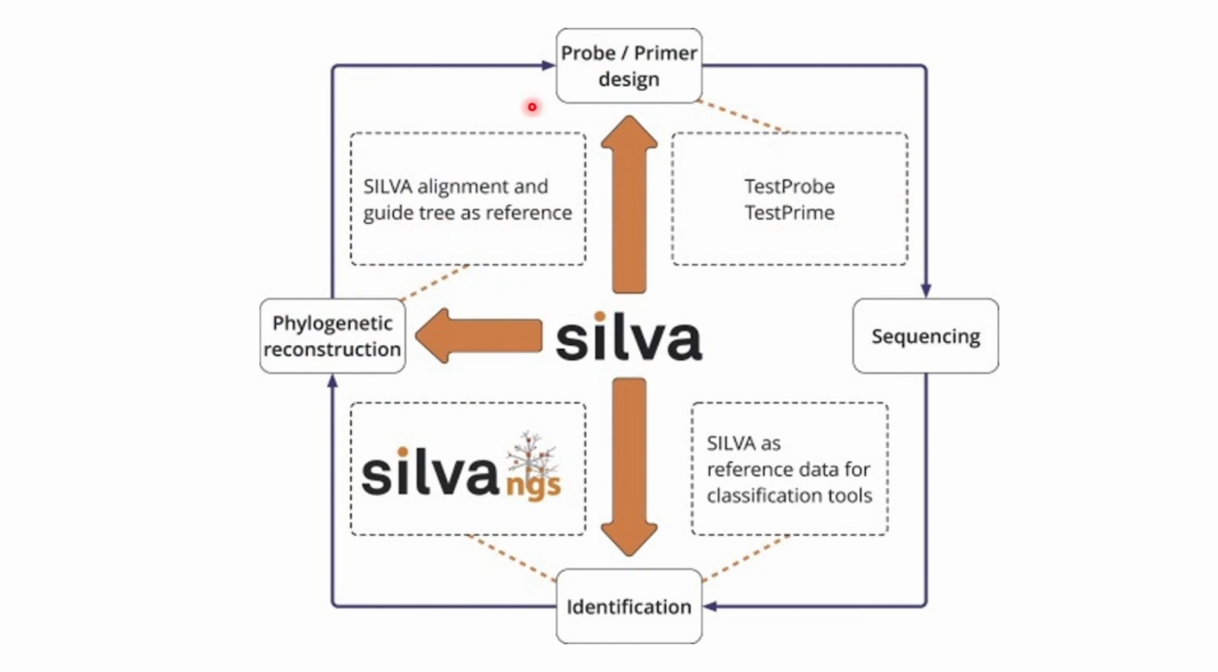SINA is basically the Silva Incremental Aligner. It's a software tool that is commonly used in bioinformatics to align large data sets of ribosomal RNA, rRNA gene sequences. So the tool is optimized to provide high quality alignments that are suitable for downstream analysis such as phylogenetic inference and taxonomic classification. SINA uses a combination of incremental and progressive alignment strategies to align large datasets efficiently.